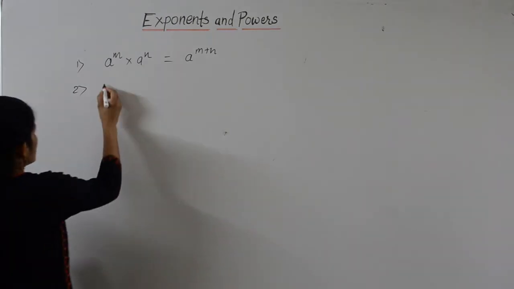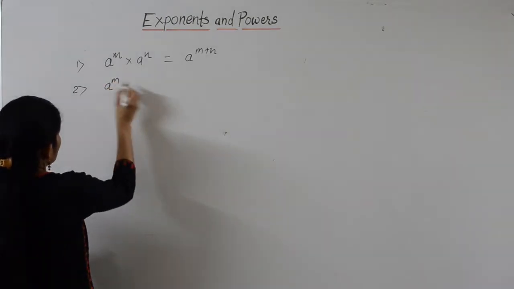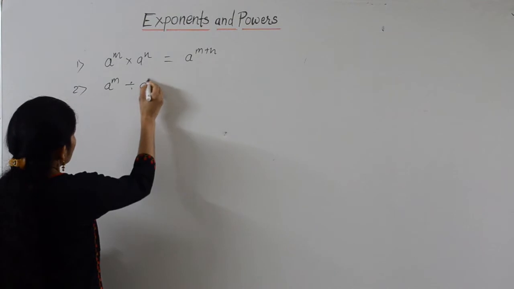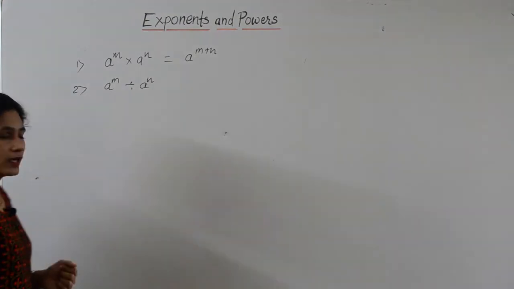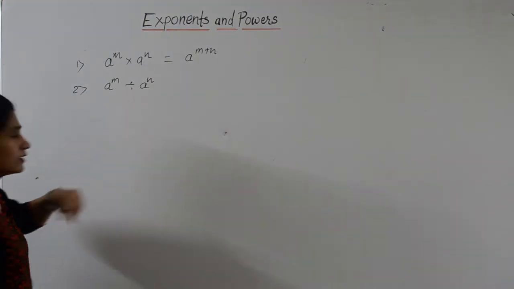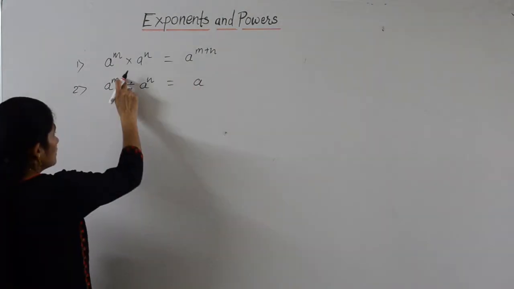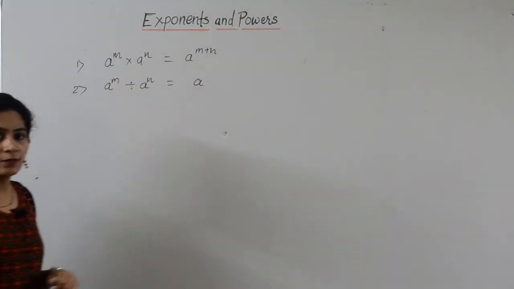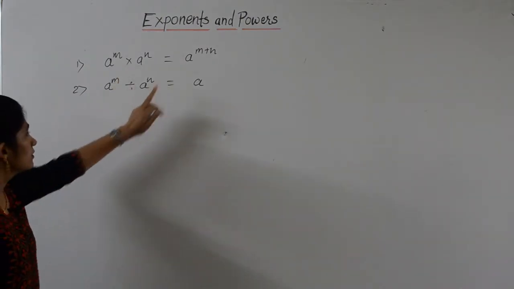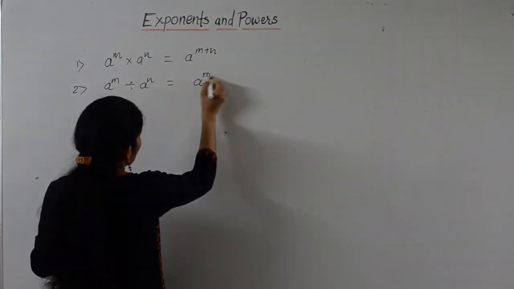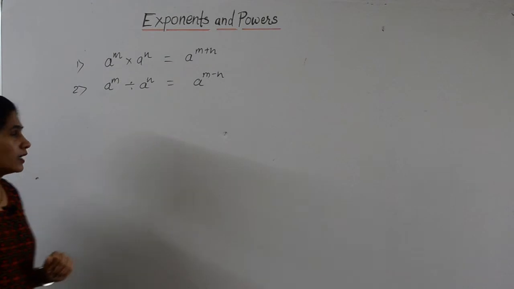Second is quotient law. A to the power m divided by a to the power n. Again the bases are same. So we have to keep base the same and these exponents are subtracted. We have to subtract exponents, m minus n.